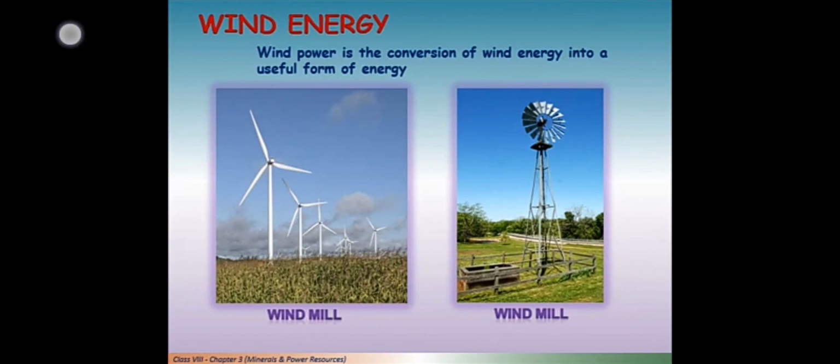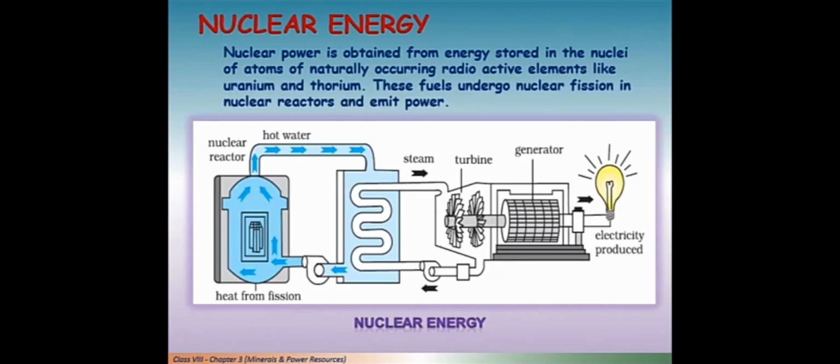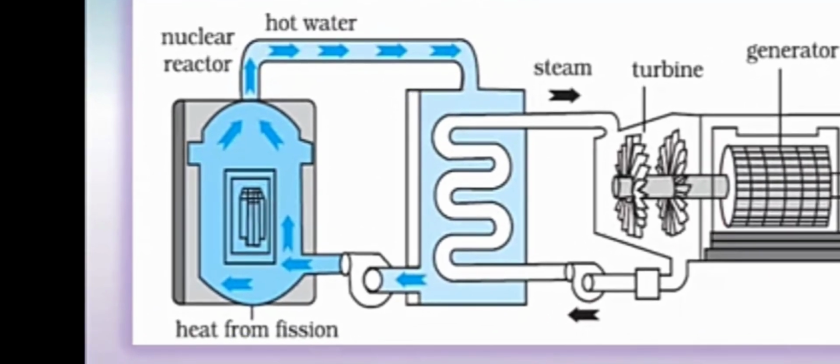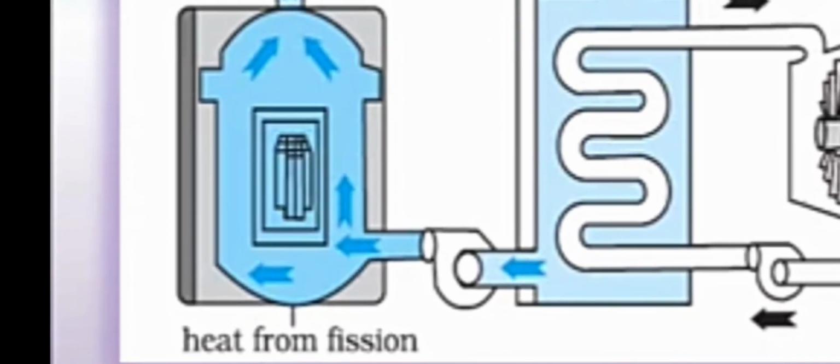And third is nuclear power. See, here the radioactive elements, you already know uranium and thorium, any one of the radioactive elements, you are going to place in these cylinders, in this part, and it will undergo fission. Fusion means that if atoms join, it is called fusion. If the atom separates, it is called fission. When atomic fission occurs, that is when it is separating, it will release a large amount of heat energy.